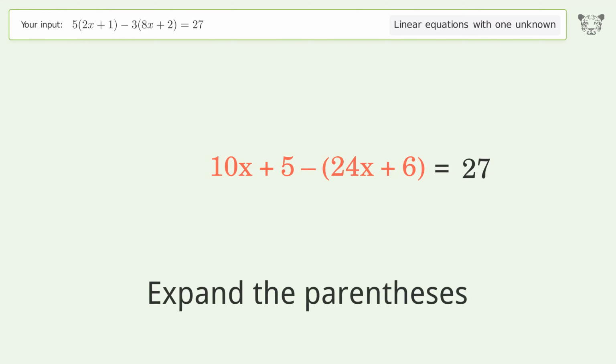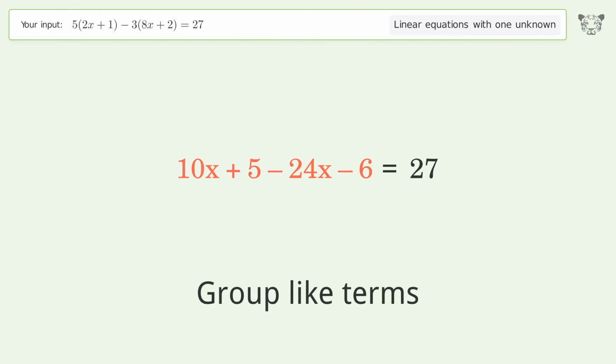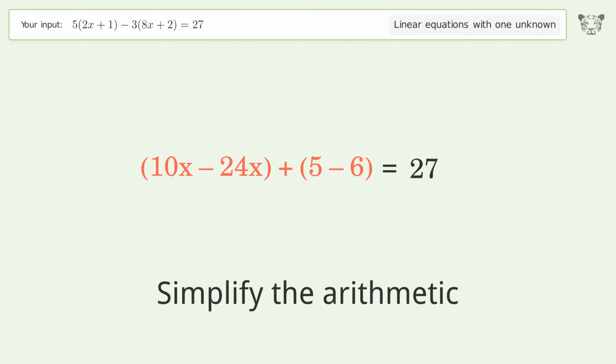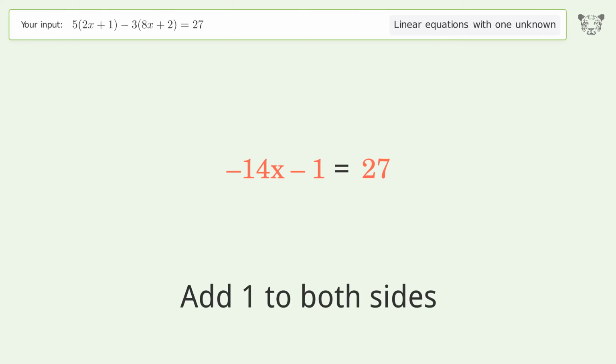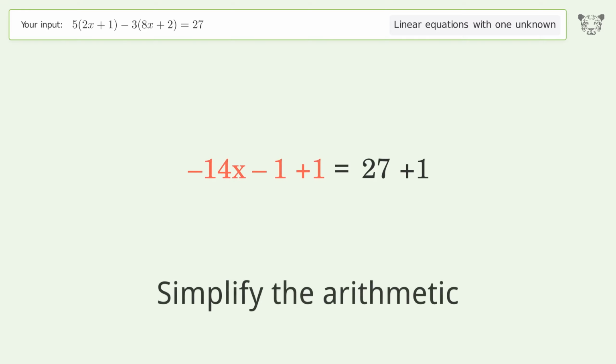Expand the parentheses. Group like terms. Simplify the arithmetic. Group all constants on the right side of the equation. Add 1 to both sides. Simplify the arithmetic.